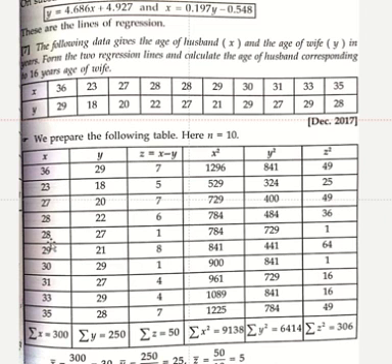These are the values of x. Take the square of all these values. We get these values and take the summation. Therefore, summation of x square is equal to the sum of these values. We get summation of x square equal to 9138.